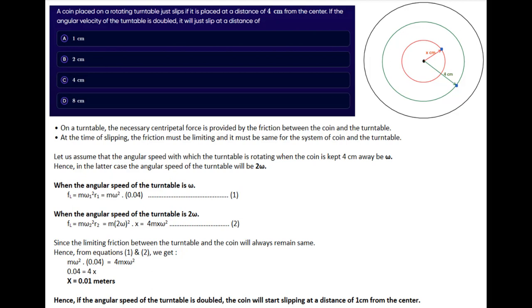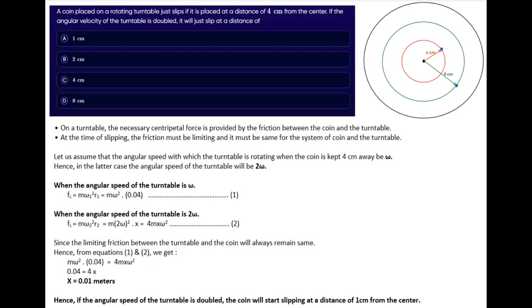The first case would be when the turntable is rotating with an angular speed of omega. Then the slipping occurs at 4 centimeters. And at the time of slipping, the friction must be limiting. So we can write that the limiting friction must be providing the centripetal force. So we could write that FL, the limiting friction, is equal to m omega 1 square into R1, is equal to m omega square into R1 can be written as 0.04. I have converted the centimeter into meters as we are going to solve the entire problem in SI units. And omega 1 can be replaced by omega as omega is the current angular speed of the turntable.